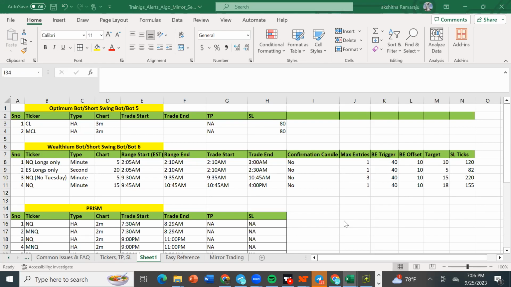Tonight we'll be giving licenses to all the 699 members, and then we'll share the bots to download.